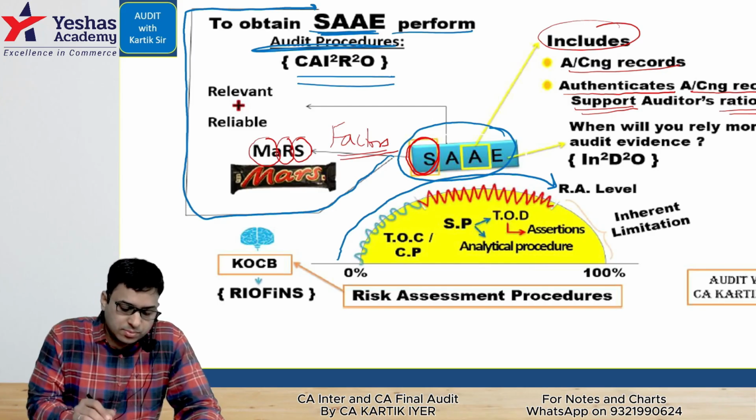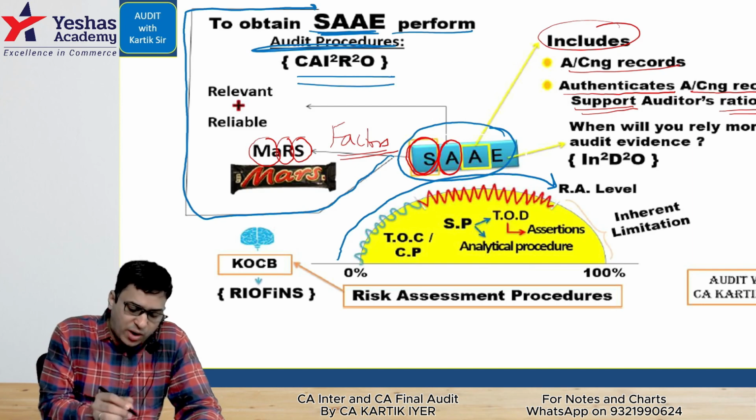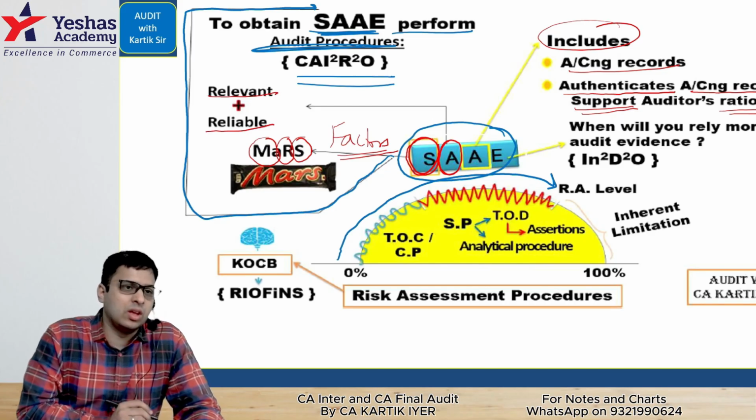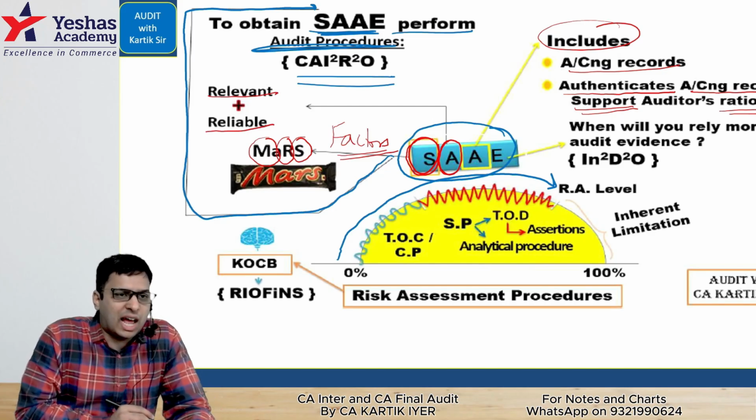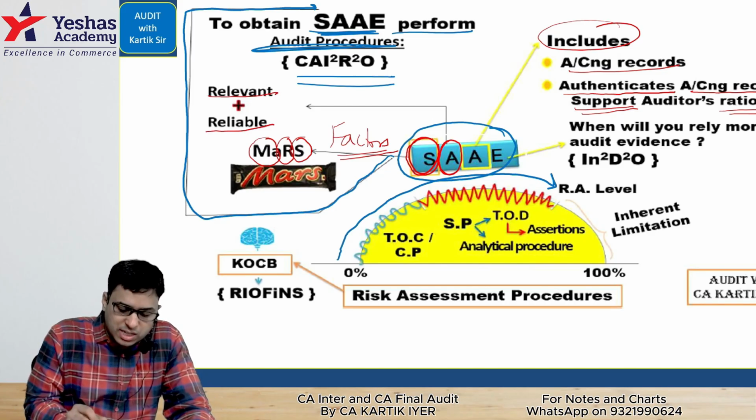Next is appropriateness. In appropriateness, we see two factors. Again, another question: relevance and reliability. Sir, when will the auditor rely more on the audit evidence? So that is basically this. When will you rely more on the audit evidence?